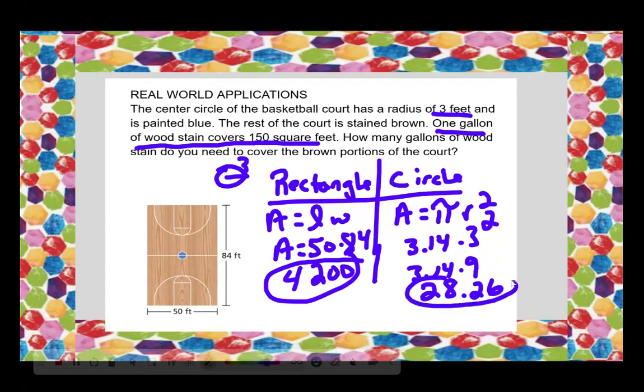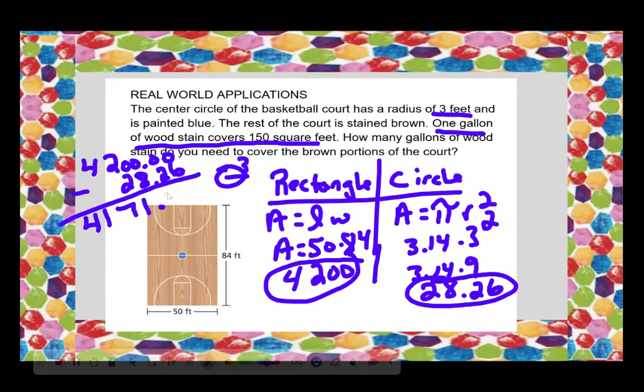We want to know how many gallons of stain we need. So we are going to subtract the circle out. So we have 4,200.00 minus 28.26. That'll tell us how much brown we need for the court. So when I subtracted that, I got 4171.74 feet squared. That's how many feet squared we need for the brown.